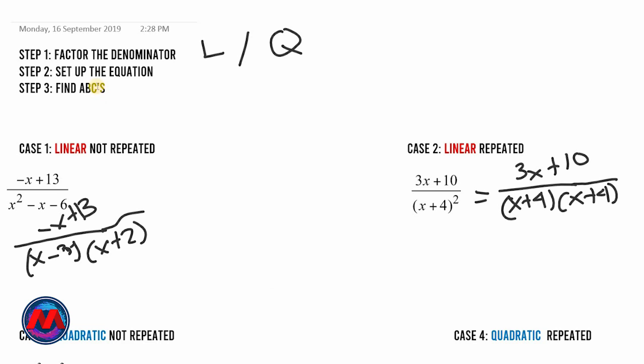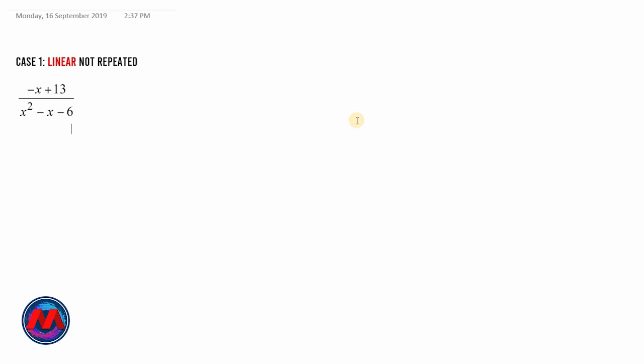So, try nating i-apply itong tatlong steps sa each cases. Alright? Case 1. Linear not repeated. So, linear not repeated, first step is to factor the denominator. Na-factor natin yan kanina. The numerator, huwag natin siyang gagalawin. Yung numerator as is na siya. So, linear not repeated, let's factor first. X minus 3, tsaka x plus 2.